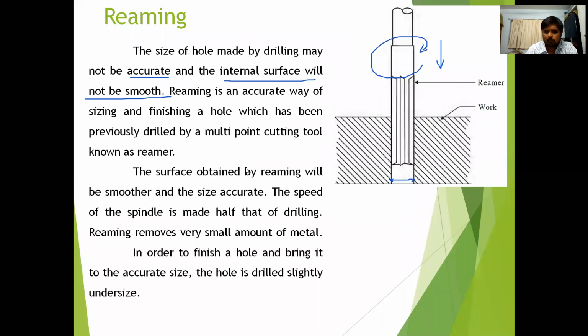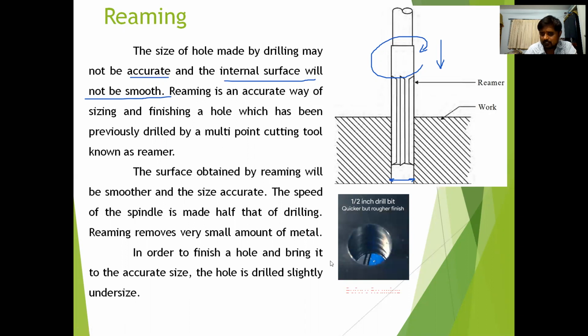The surface obtained by reaming will be smoother and size accurate. So the surface obtained by this reaming operation is of very high accuracy in size and also very smooth. The speed of the spindle is made half that of drilling. Reaming removes a very small amount of material. As we know, it is a finishing operation where the metal removal is very small compared to the drilling operation. In order to finish a hole and bring it to the actual size, the hole is drilled slightly undersized.